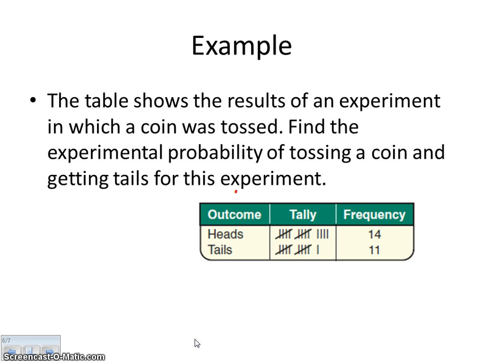All right, so now we've got a table showing the results of an experiment in which a coin was tossed. Find the experimental probability of tossing a coin and getting tails for this experiment. Well, the experimental probability is what actually occurs when conducting a probability experiment. Okay, so we want to know the number of times tails occurs over the number of possible outcomes.